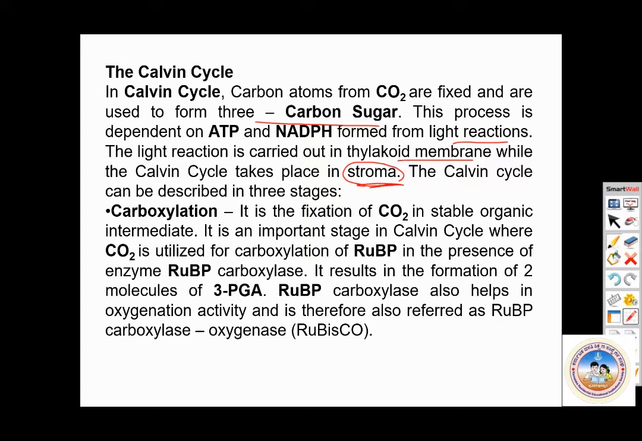Carboxylation includes the following stages. First is carboxylation, the fixation of carbon dioxide, where it is fixed by RuBP. Am I clear to you? In the presence of the enzyme RuBP carboxylase, Rubisco, it results in the formation of the molecule called 3-phosphoglycerate. It is the first stable compound formed. Since it is a 3-carbon compound, we call this cycle the C3 cycle also.